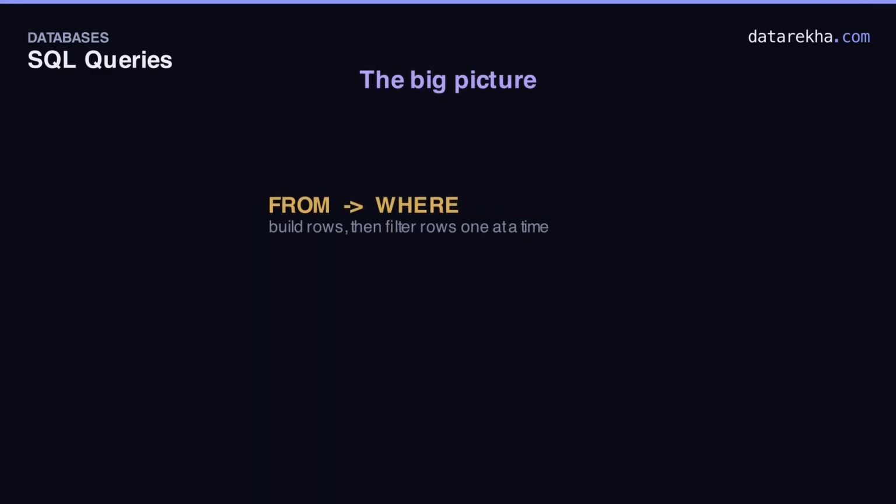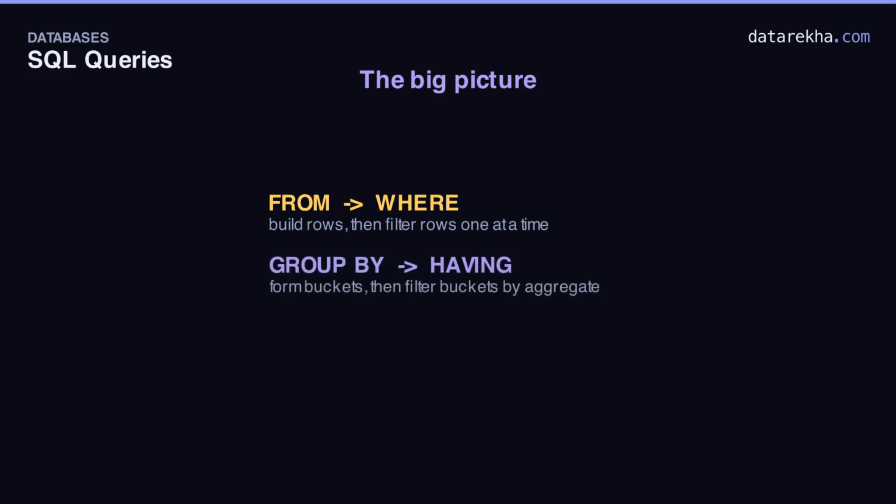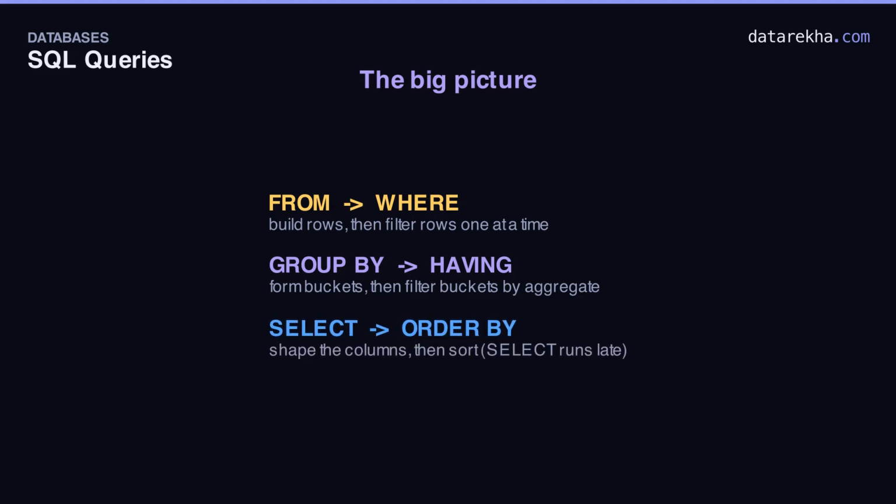Let's lock it in. A query is a pipeline. From builds the starting rows, then where filters them one row at a time. No aggregates allowed. Group by gathers rows into buckets, and having filters those buckets by their aggregates. Count, average, and the rest. Select then shapes the output columns and runs late. So no aliases in where. And order by sorts at the very end, changing order but never the count.